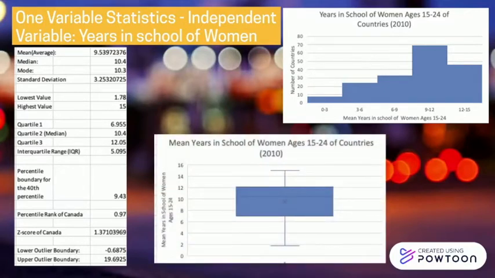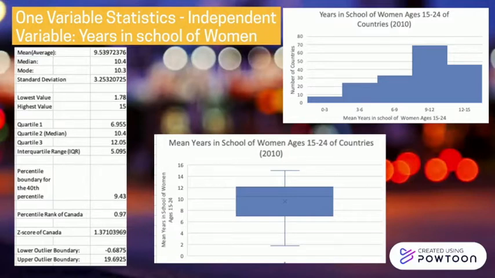With the quartiles and the box and whisker plot, it is evident that the data is spread out much more below the IQR than above. Secondly, quartile 1, at 6.995 years in school, is the median of the bottom 50% of the data, and quartile 3, 12.05 years in school, is the median of the upper 50%.